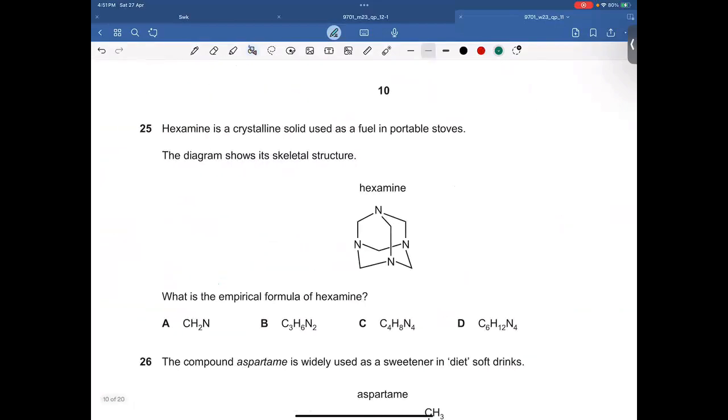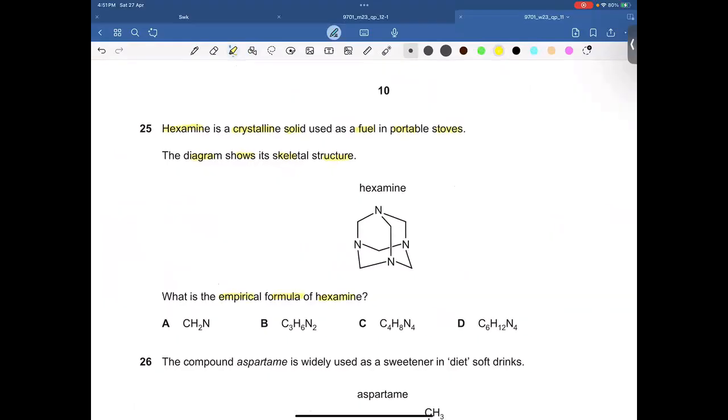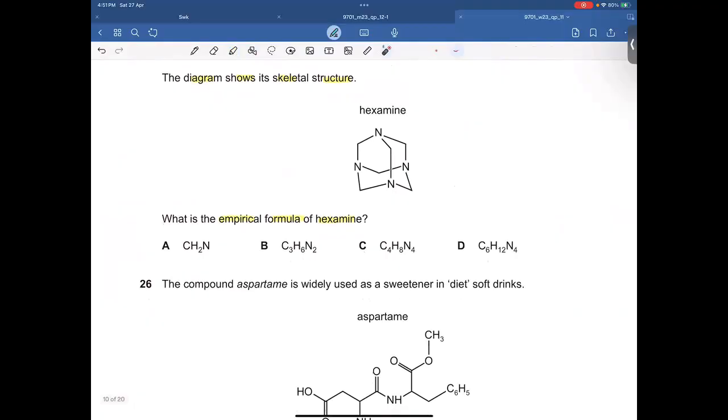Question 25. Hexamine is a crystalline solid used in fuel for portable stoves. The diagram shows its skeletal structure. What is the empirical formula of hexamine? First of all, let's count the carbon atoms: 1, 2, 3, 4, 5, and 6. So guys, we have 6 carbon in this.